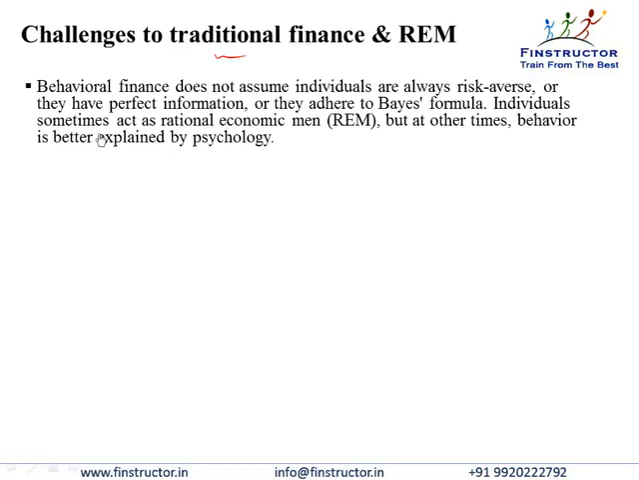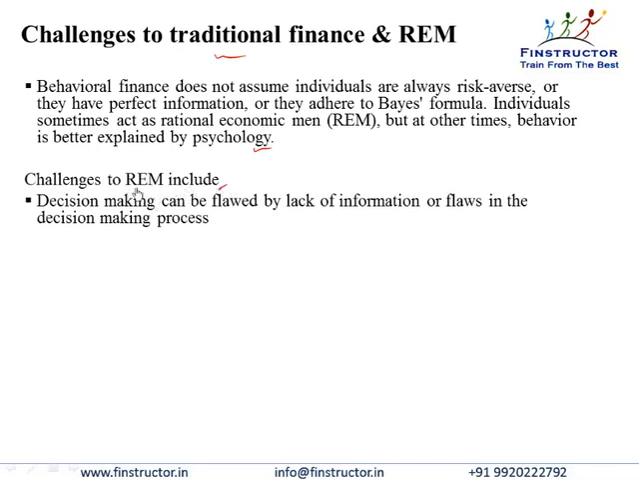So individuals sometimes may act rationally, or they even try to act rationally, like the rational economic man theory that traditional finance prescribes, but may not always behave like this. So many times their behavior is better explained by psychology and the neuroeconomics that we talked about earlier.